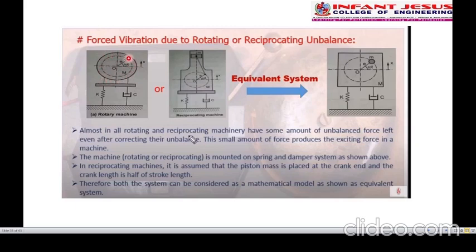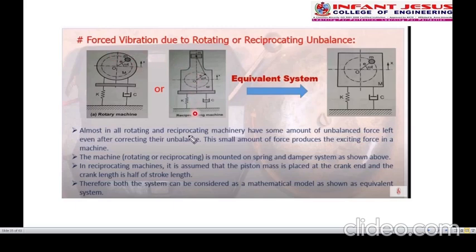Due to this unbalanced mass, there is some displacement because of the centrifugal force. A centrifugal force is acting outwards due to this unbalanced mass. Due to the centrifugal force, there is some vibration in the machine, and hence a displacement takes place in the rotary machine.